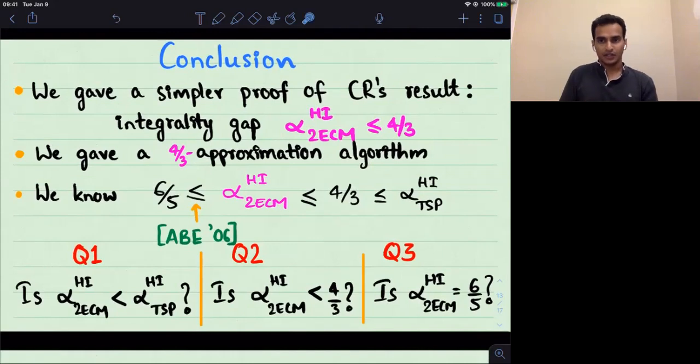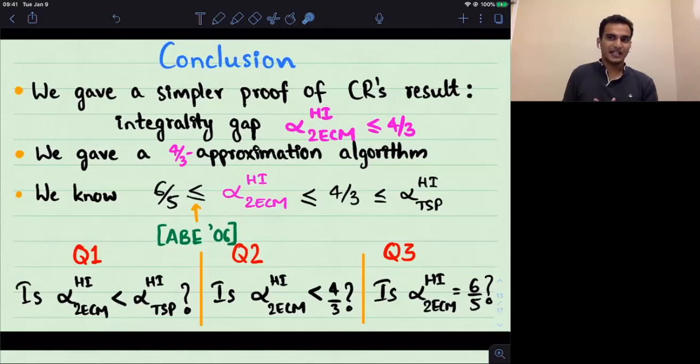Now I conclude my talk with a summary of what we saw. We saw a simpler proof of Parr and Ravi's result, which says that the integrality gap of 2ECM on half integral instances is at most 4/3. We also gave a matching approximation algorithm for this result. What we know so far on this integrality gap for 2ECM on half integral instances is that it's lower bounded by 6/5 and it's upper bounded by 4/3.